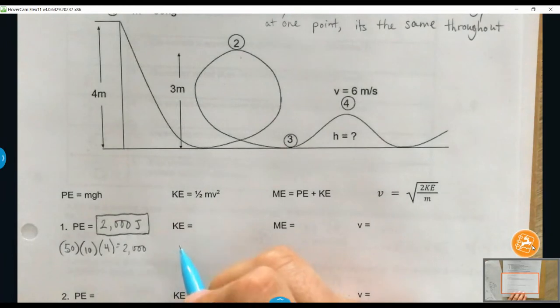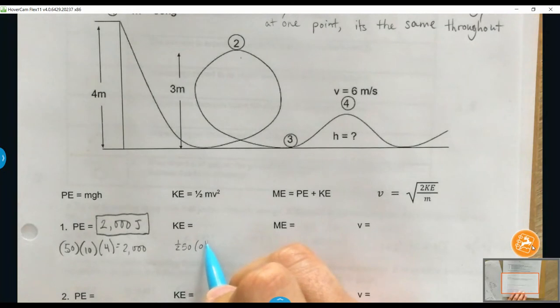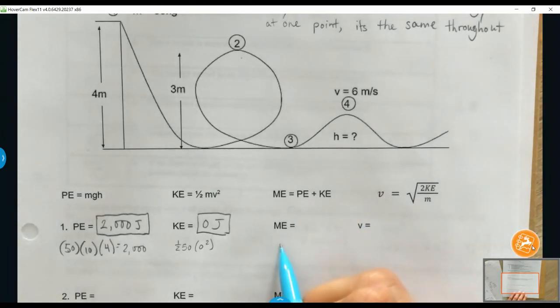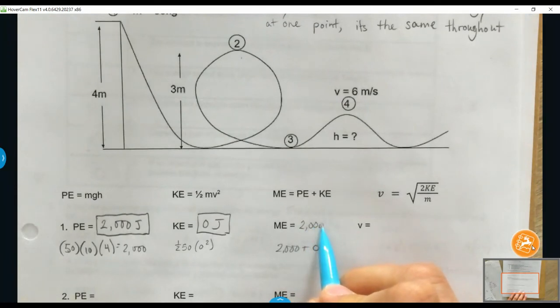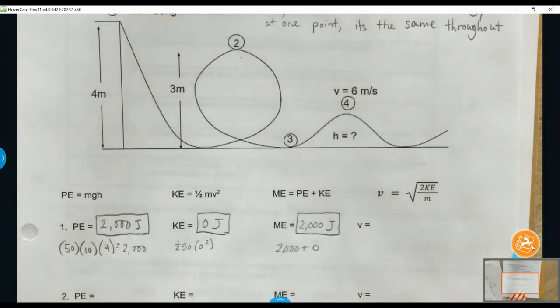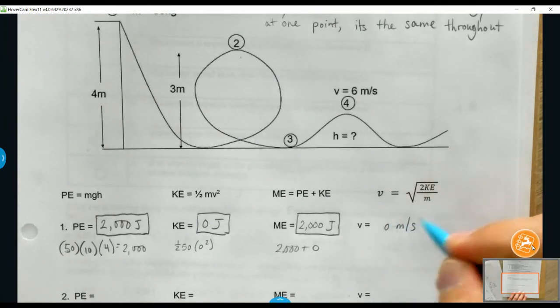If the velocity here is 0, it doesn't matter that you have a mass of 50. One half times 50 times 0 squared, the kinetic energy is going to be 0 joules. And very simplistically, mechanical energy is the potential energy plus the kinetic energy at that point. So if the potential here is 2,000 and the kinetic is 0, you add those together. The total mechanical energy at any one of these points that are listed is going to be 2,000 joules. We don't need to do velocity here because kinetic energy is 0, so the velocity is 0 meters per second.